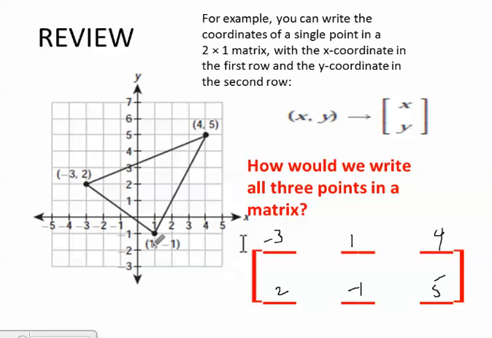See how we just added these 3 points? I took the 3, -2 and put it here. I took the second point, 1, -1. I put the next one, 4, 5. That's how you would take these points and put them in here as coordinates into a matrix.